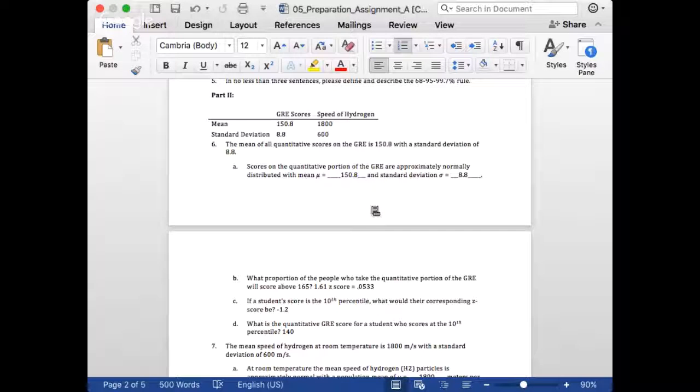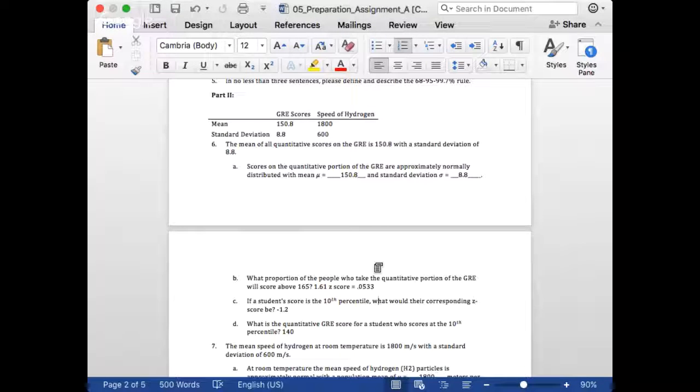So for 6, A is fairly straightforward. It's simply putting the numbers they give you into the boxes. You get that? All right. And then we just talked about B. What you have to do is find a z-score first. You take the number they give you, X, so 165, subtract the mean and divide it by the standard deviation. Those are Greek letters. So it'd be 165 minus 150.8, and then all of that divided by 8.8, and that'll give you the z-score.